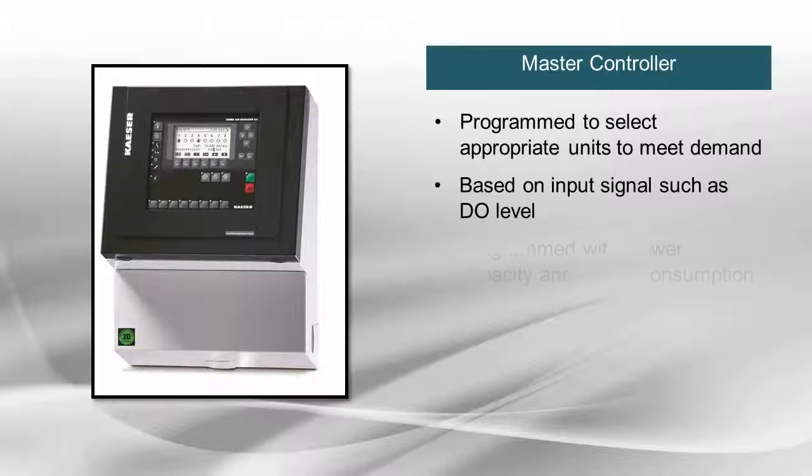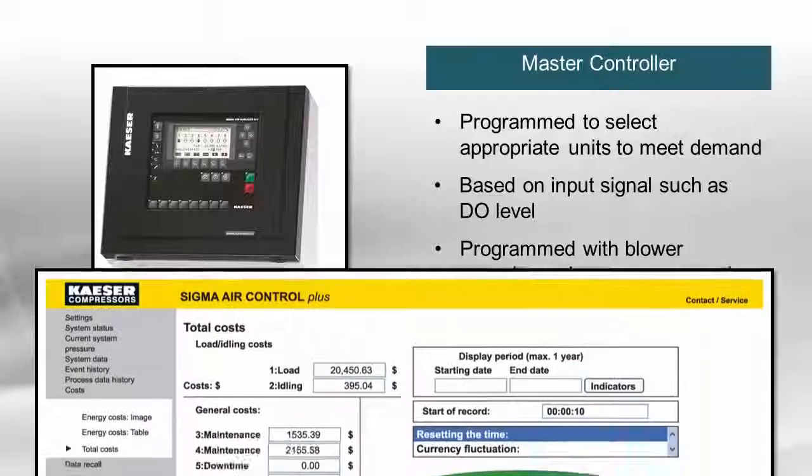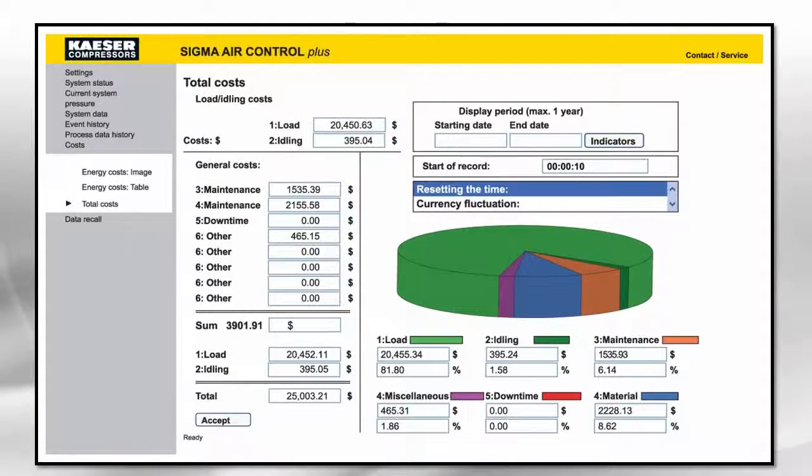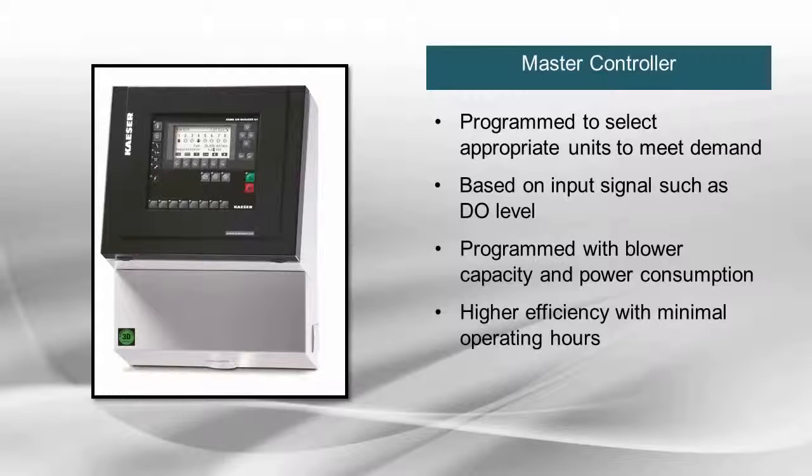Programmed with each blower's capacity and power consumption data, it is able to monitor trends, unit performance, hours of operation, and overall power consumption. The adaptive controller can select from different size blowers based on the rate of change in the input signal and can learn patterns of system operation. The result is higher energy efficiency with minimal operating hours on each blower.